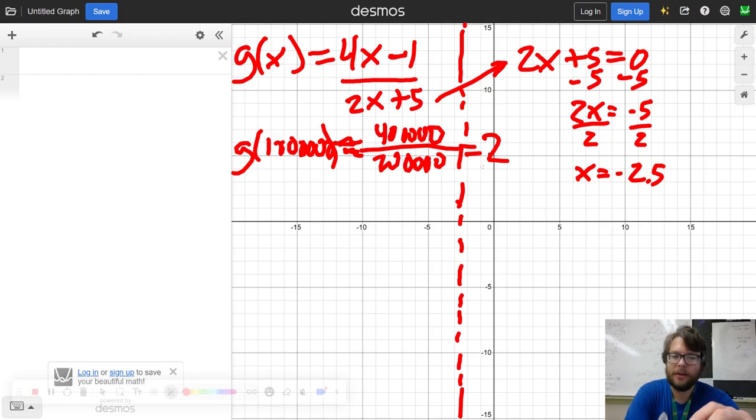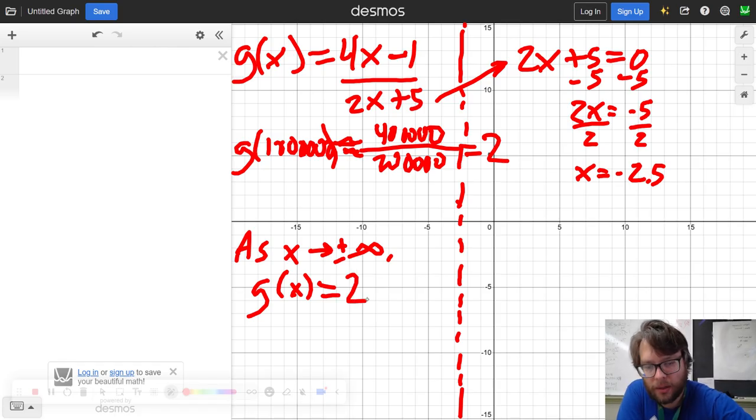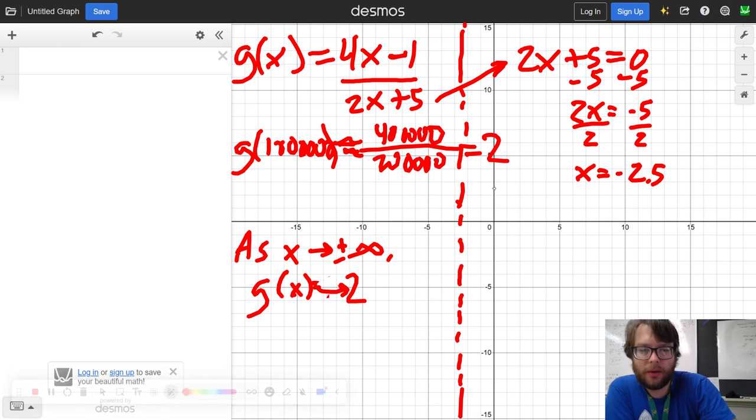So the idea here is that as I plug in bigger and bigger numbers, in both directions, my function gets closer and closer to 2. Not equals, sorry, g of x approaches 2. That should be an arrow instead of an equal sign. Oops. Okay, so my horizontal asymptote is y equals 2, like this.